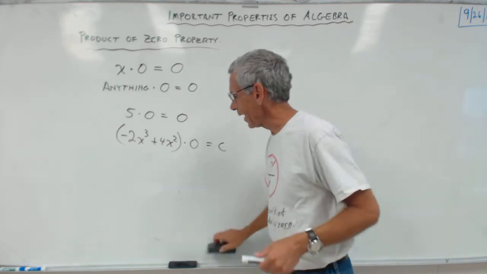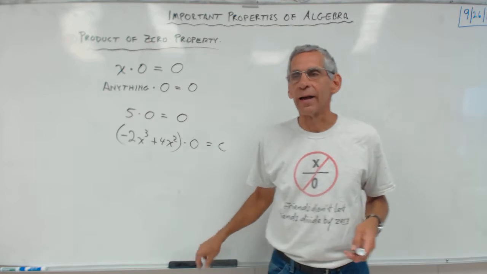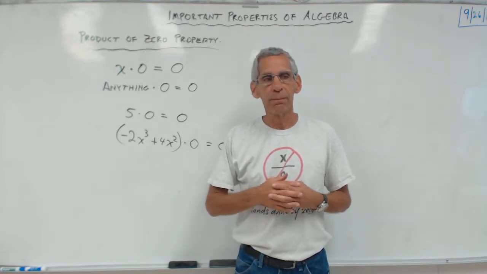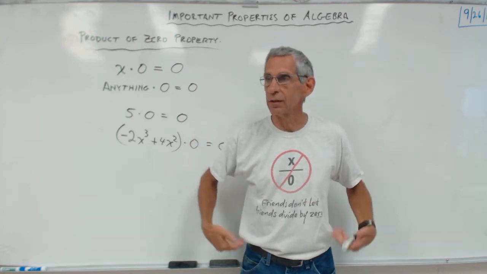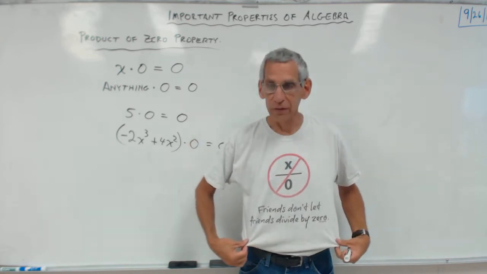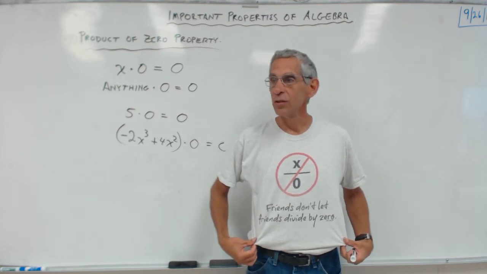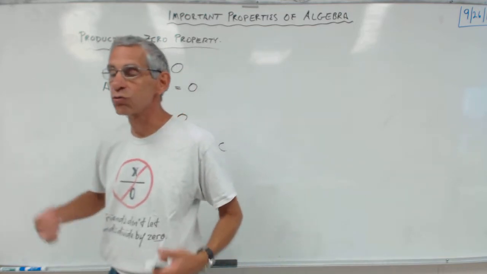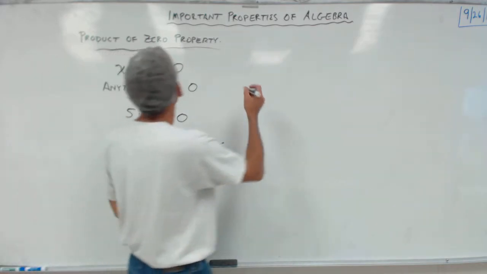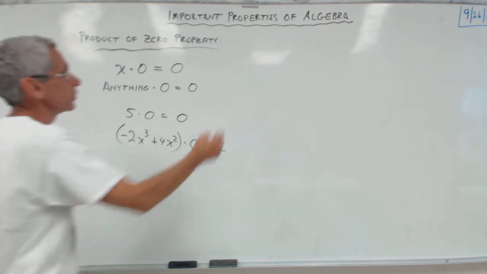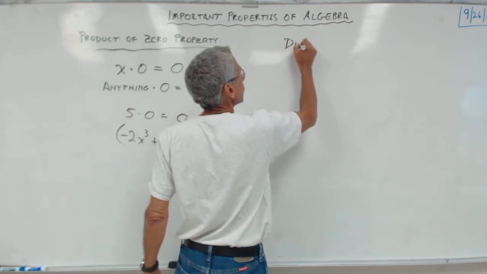All right. Now, that's for multiply. But for divide, dividing by 0 is a big no-no. That's why I'm wearing my shirt. It says friends don't let friends divide by 0. Why? It's really, really important we understand this. Division with 0. That's easy. Division with 0.